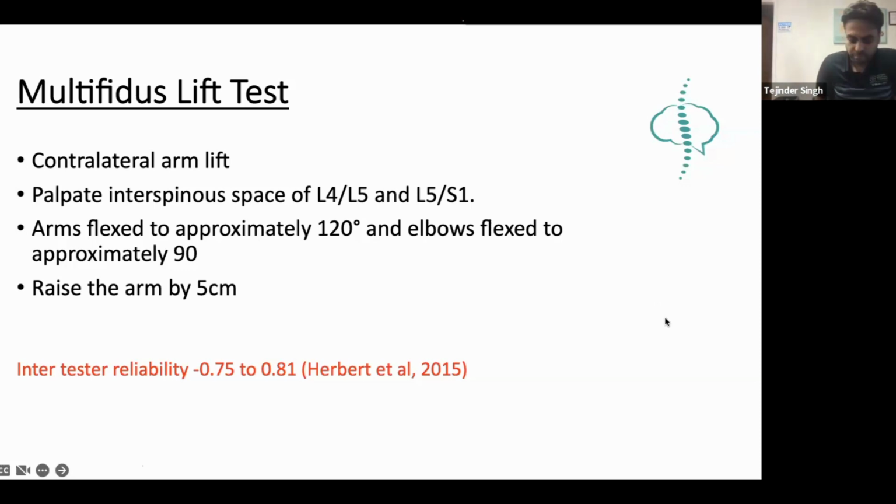SIJ and multifidus involvement. I couldn't find any article on SIJ and multifidus involvement, but whenever you have SIJ issues, you can also have L5S1 issues, and that definitely shuts down the multifidus. Changes in the multifidus are due to the same principle: your body's protective mechanism.